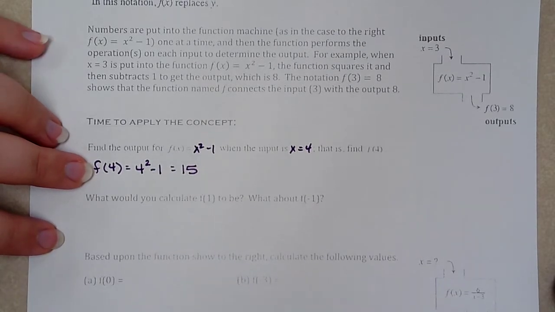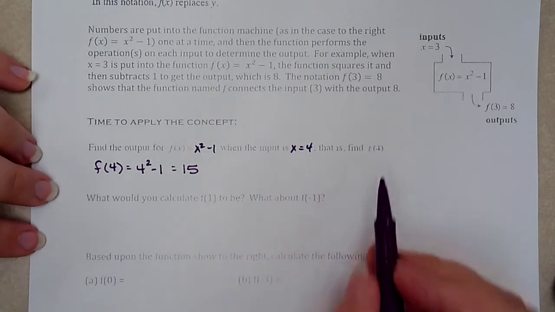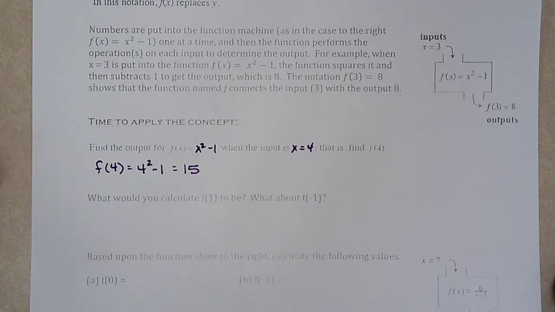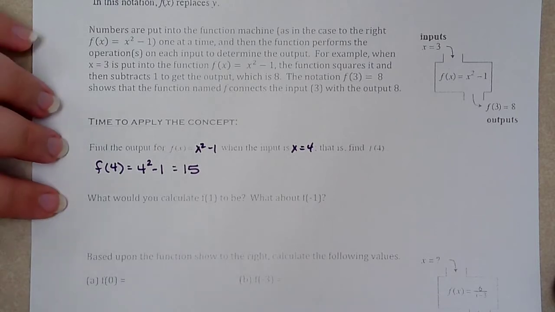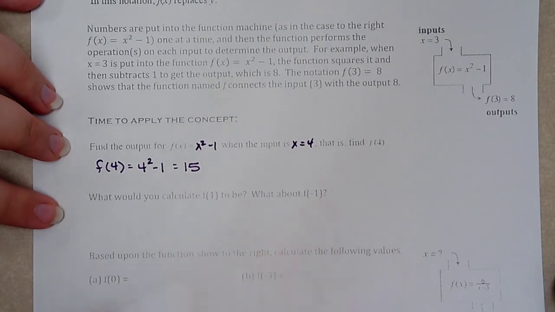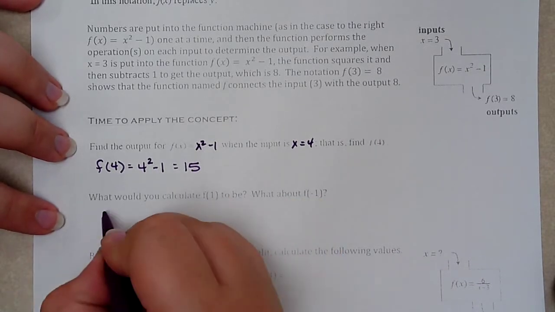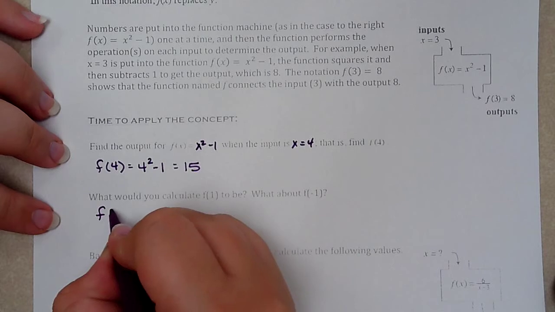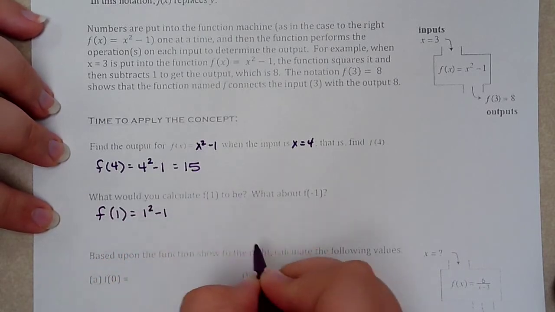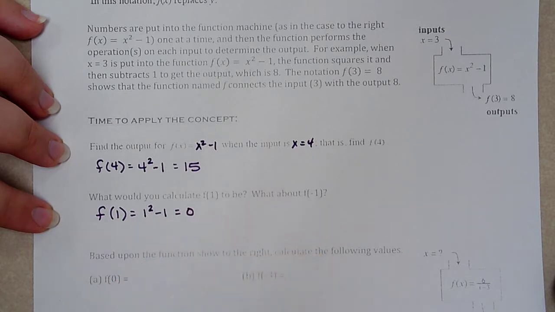And as I was saying up above, if I had just solved for y in this case, I'd get y equals 15 and never know what I started out with. This allows me to know what I started out with. Next up, what would you calculate f of 1 to be? What about f of negative 1? We're going to do the same thing. Instead of f of 4, we're going to plug 1 into our machine. 1 squared minus 1 equals 0. There's our answer for f of 1.